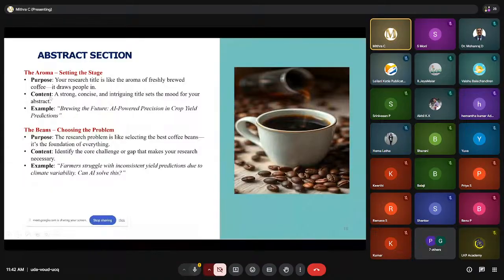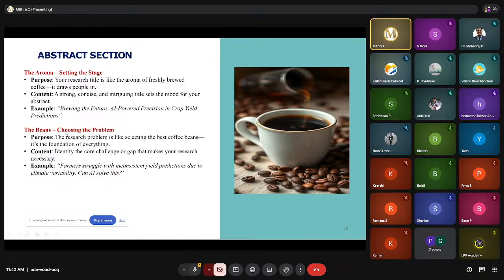Similarly, your research title is like the aroma of freshly brewed coffee. You need to attract readers with your catchy titles. So this is how you need to set the stage. Next one is beans. Beans is nothing but how to choose the problem statement efficiently. Choosing the problem statement efficiently is one of the key things.